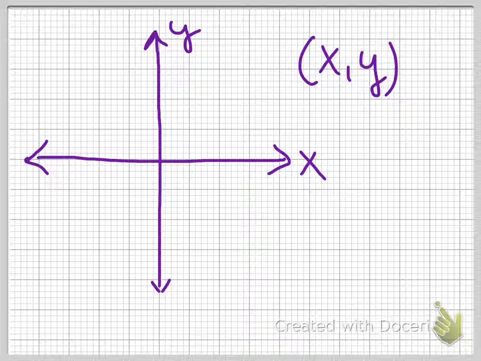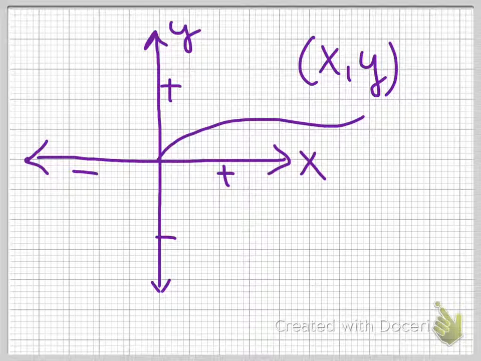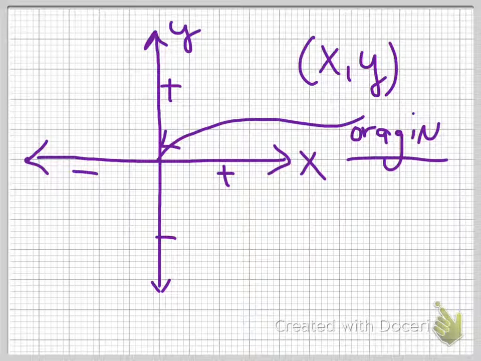So this is a whole thing over here. And then these are our positives on the x, and these are our negatives on the x. These are our positives on the y and our negatives on the y. And they always call that right here the origin. Because your origin is where you begin, and it always has the ordered pair of 0, 0. Okay? All right, so let's do some examples.